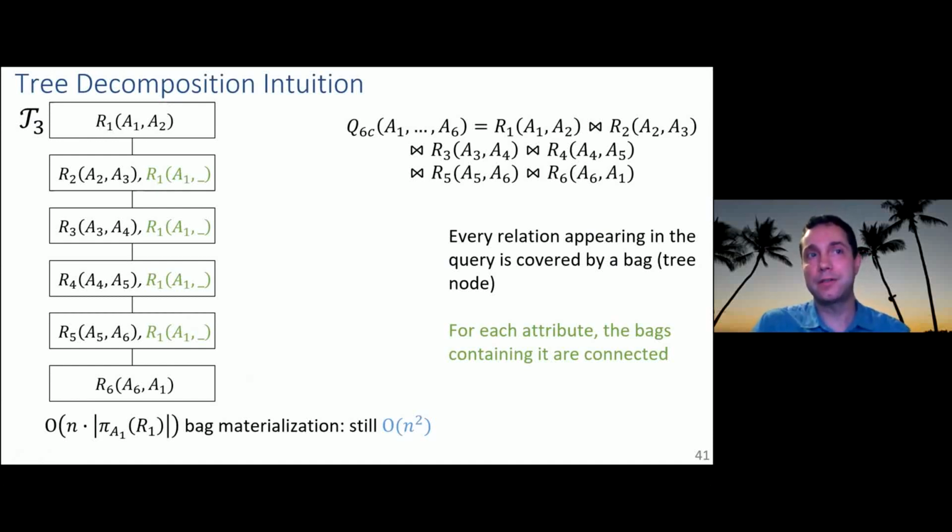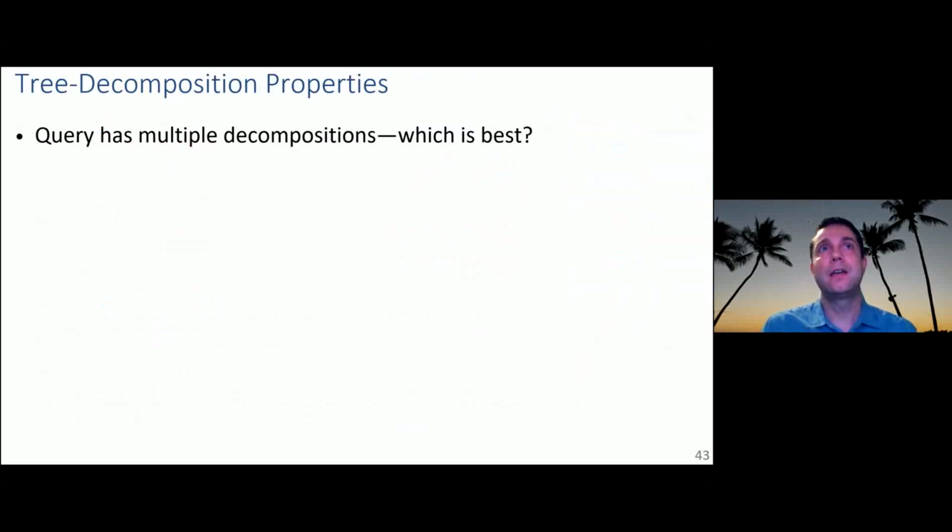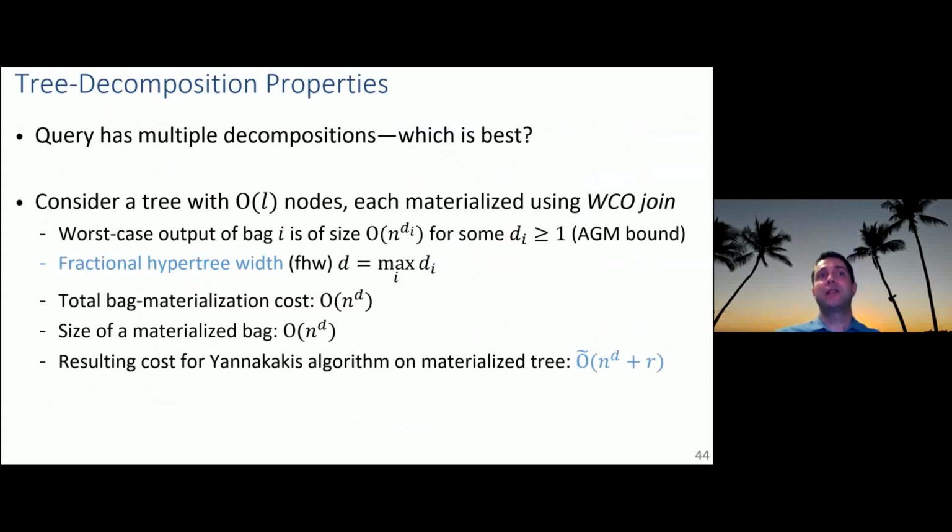And how do we even figure out which of these trees in the end is the best? I'm going to skip the formal definition of tree decompositions and move ahead to, if a query has multiple tree decompositions, how do we pick the winner? Let's say in general, we have a tree decomposition that has order of L nodes. Each of them is materialized using a worst case optimal join algorithm. Now, based on the AGM bound, we know that the worst case output size, meaning the size of that resulting bag, is of the order n to the power di for some appropriate di that is greater or equal to 1. Since the cost of the largest bag is determining the complexity of the algorithm, we're interested in the largest d, meaning the maximum of all the di over all these different bags.